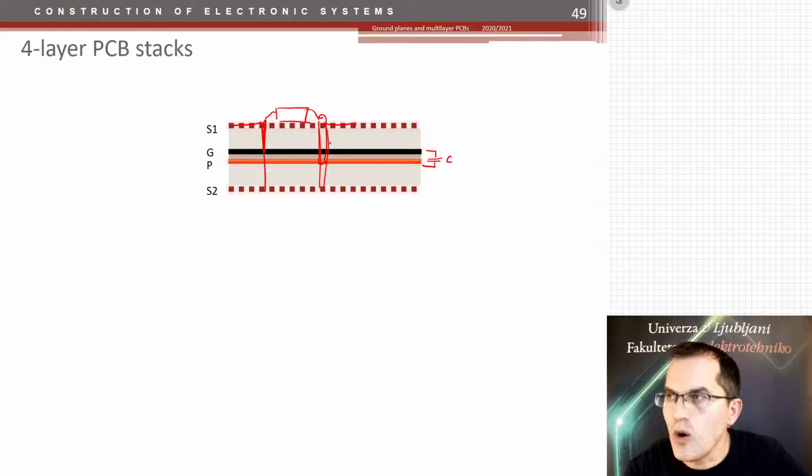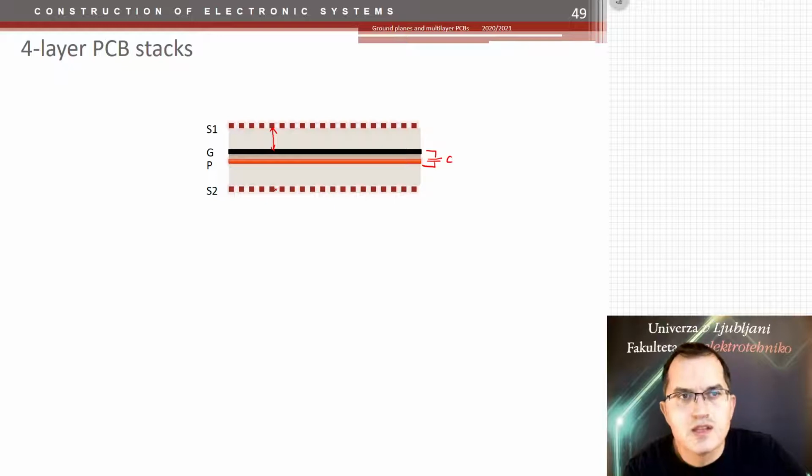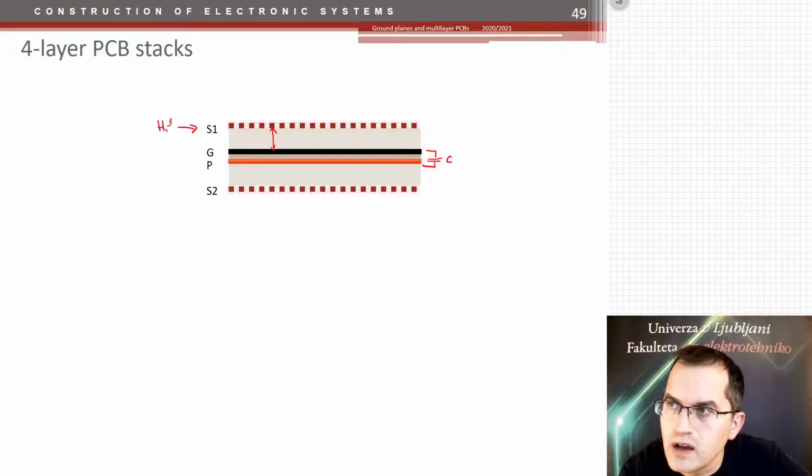And the only actual problem of that stack is that it has quite a large distance between the ground plane. So where would you put the highest frequency signals here? Of course, you want to put them where they are closest to the ground. So here I would say on signal layer 1, you would put the high frequency signals. Here you would put low frequency signals because they are further away from ground.